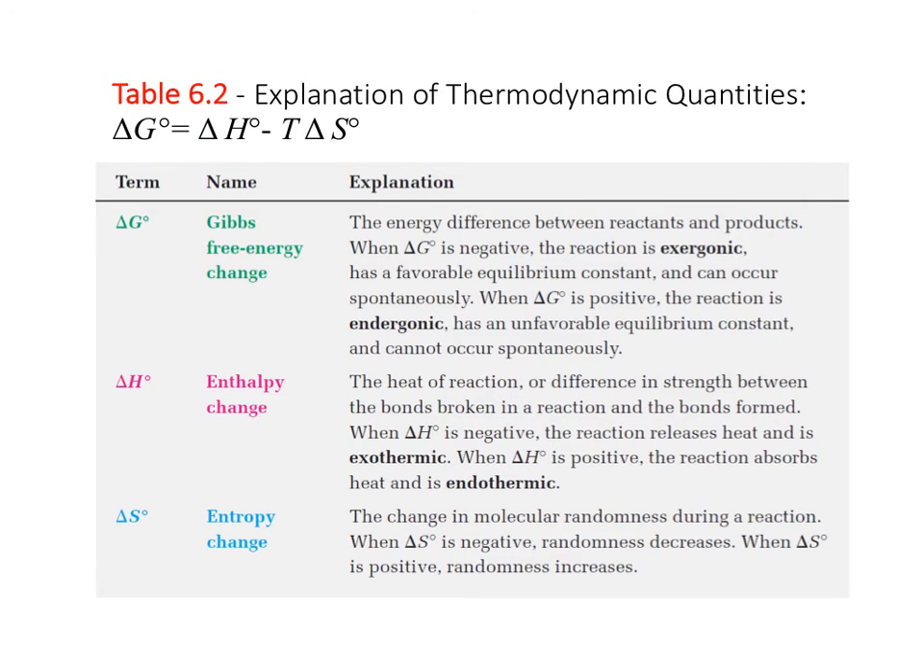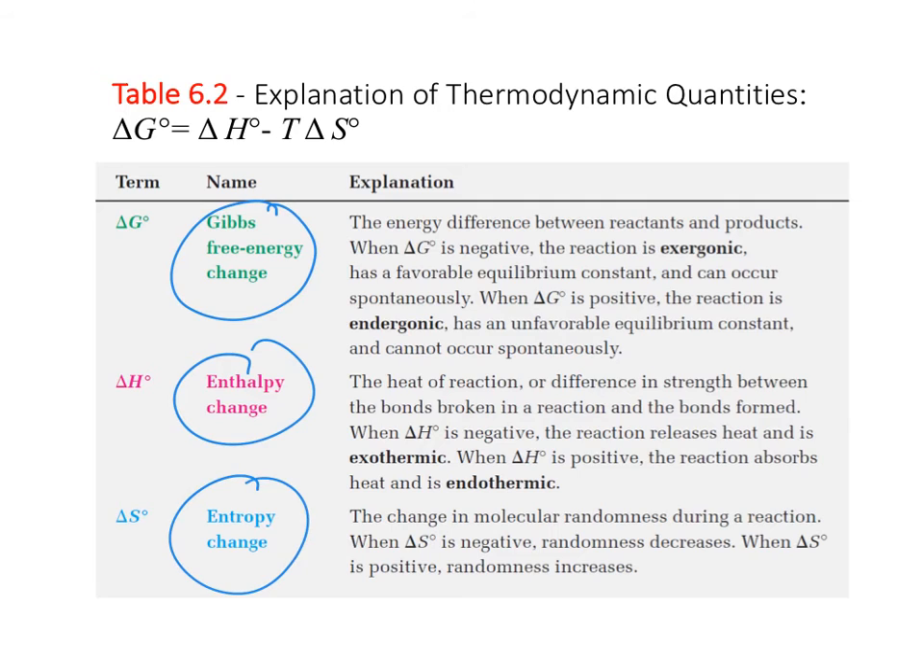So here's an explanation of the delta G equation. So delta G, Gibbs free energy. That tells us the energy difference between the reactants and the products. When it's negative, the reaction is spontaneous. When it's positive, it's not spontaneous. Enthalpy, that's the heat of the reaction. When it's negative, the reaction releases heat. When it's positive, the reaction needs heat.